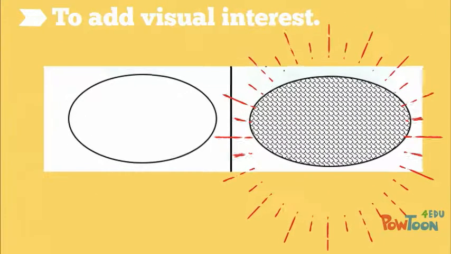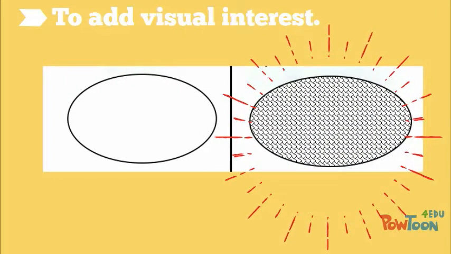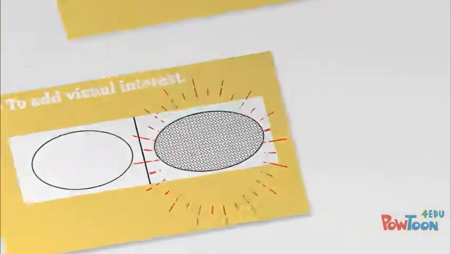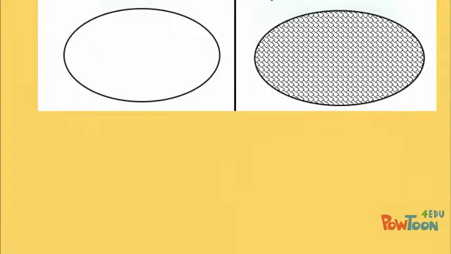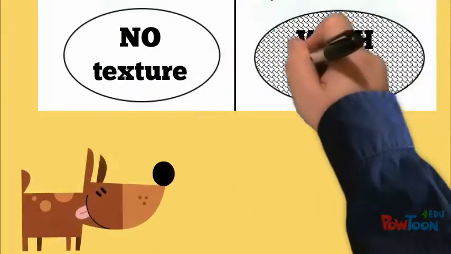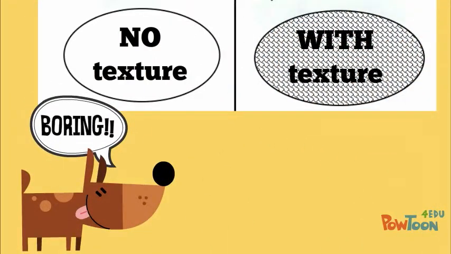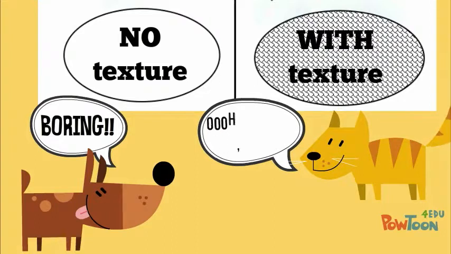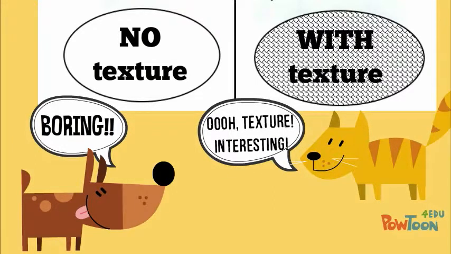The second reason that artists use texture in their artwork is to add visual interest. The oval on the left side is less visually interesting than the oval on the right. The only difference between the two is that the artist has added texture to the one on the right, which has made it more interesting to look at.